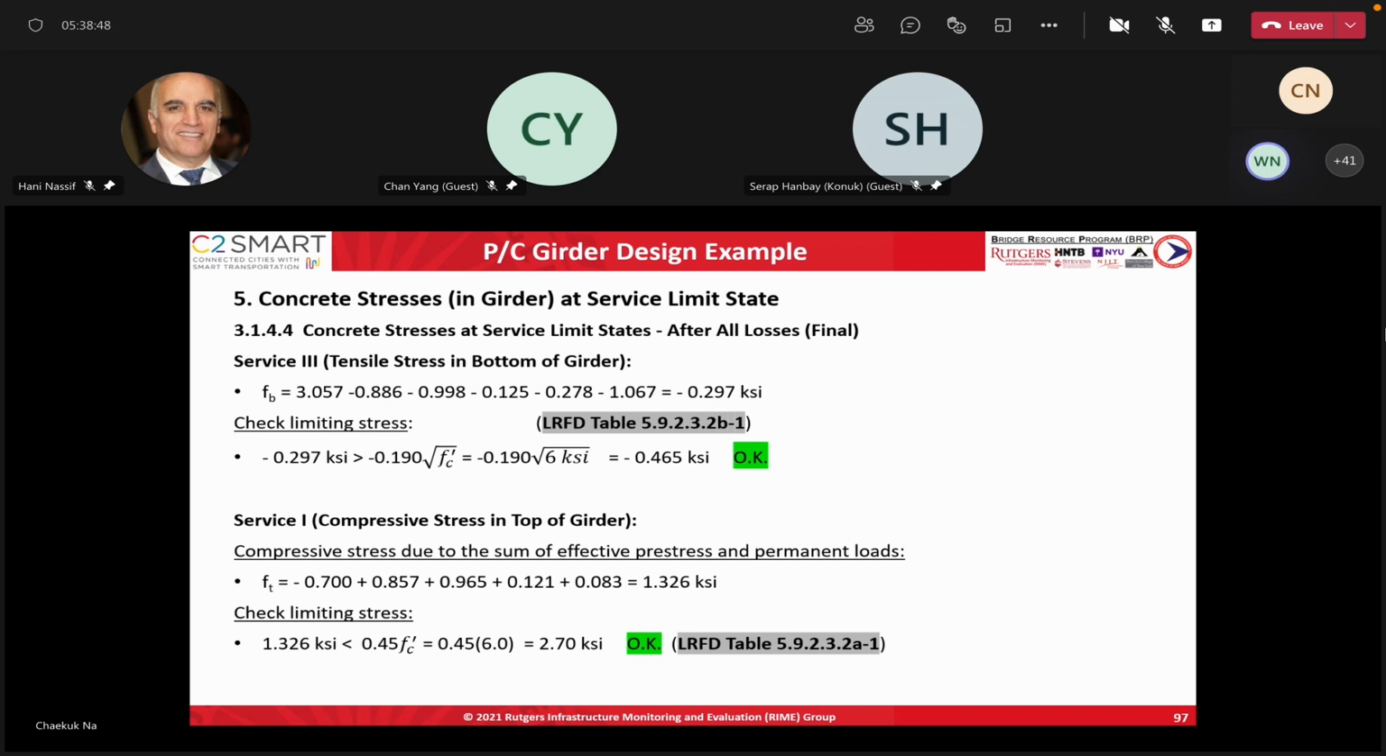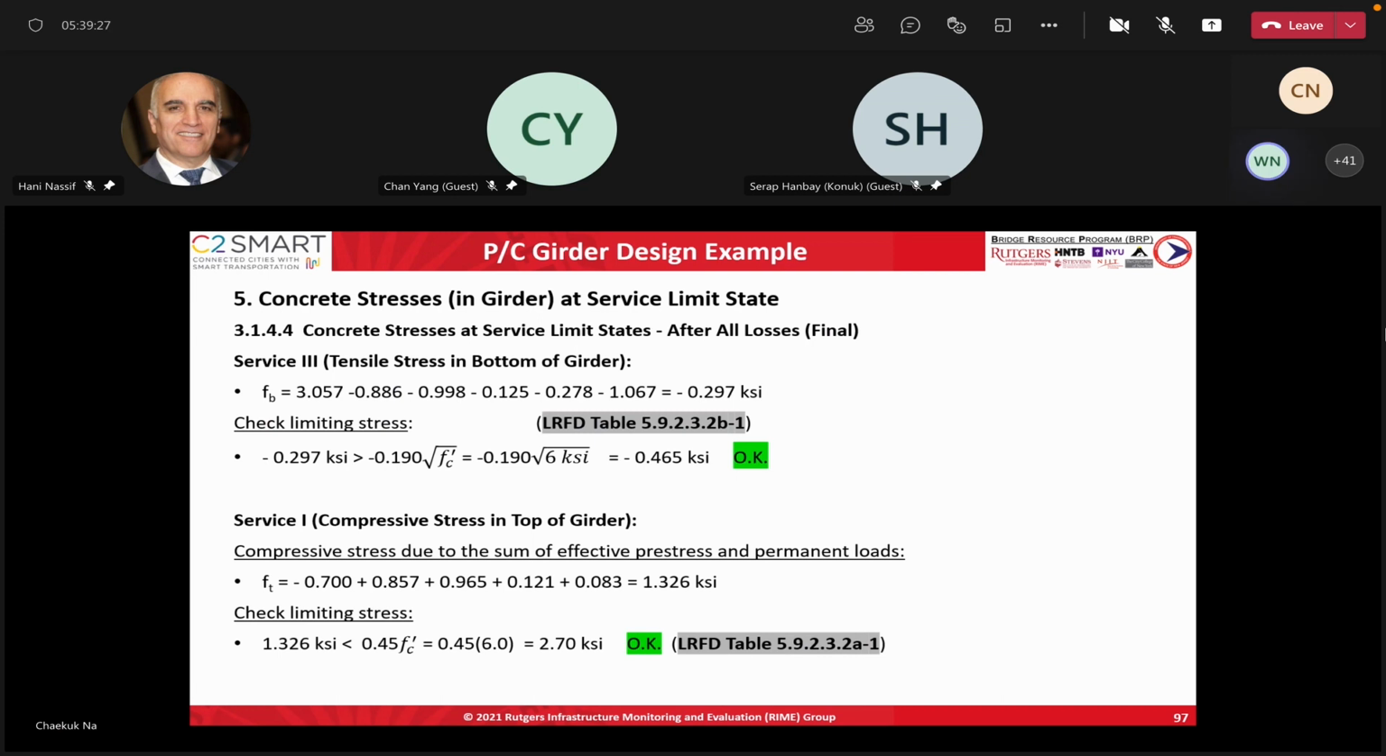Similarly, we use different load combinations, service 1 and service 3, and we check them the same way. We just add up the stresses at the same fiber, whether they were positive or negative. We add them up. If in tension, it should be greater than a certain value, and same in compression. And we do that for the girder and for the slab. You can see that we are adding up the different values under service 1, compressive stress on top of girder. We're adding up the different values of stress that we calculated before. And they are checked against the limiting stress.